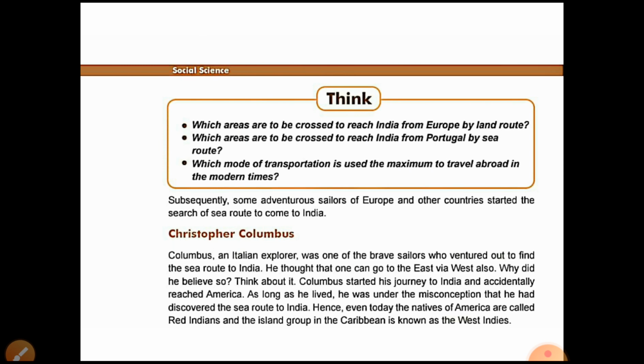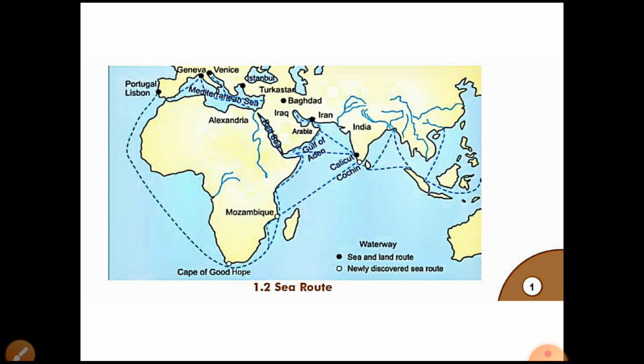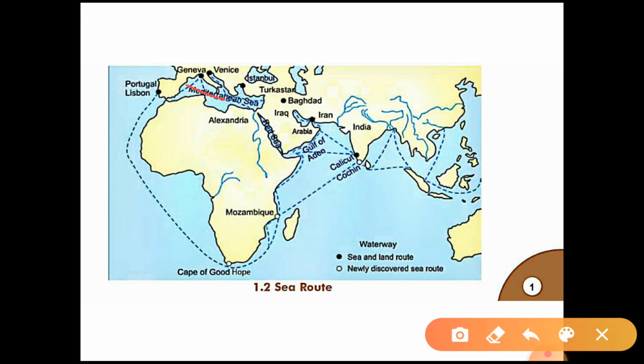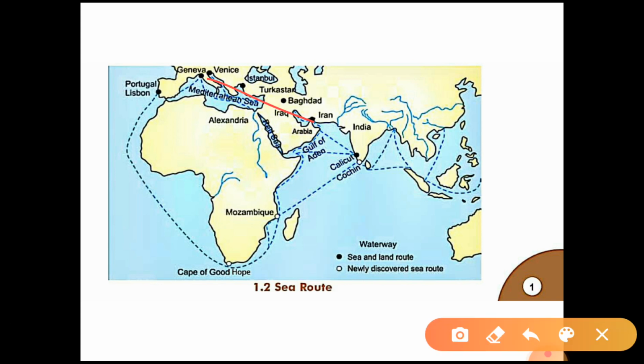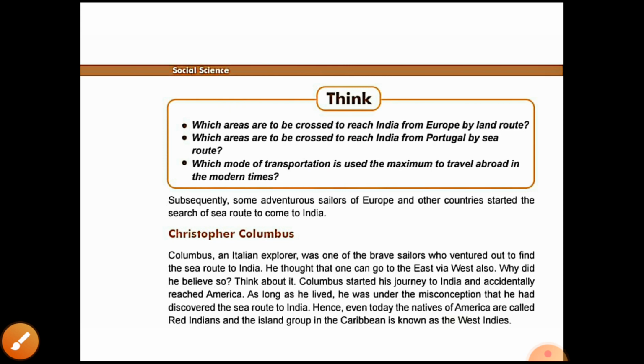Okay, so what he thought, we'll go back to the map. If anyone wants to come to India, India is on the eastern side, so they can come to India through the west side also. So here Christopher Columbus started his journey in which direction? Western side. He thought that one can go to the east via the west also, so he started his journey towards the western side. Why did he believe so? Think about it. The common thing is that they know that the earth is spherical, or round in shape.